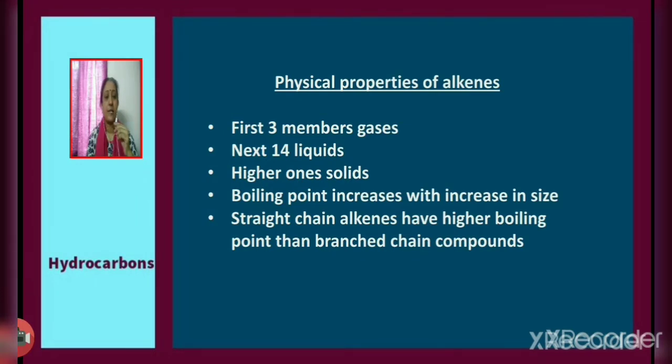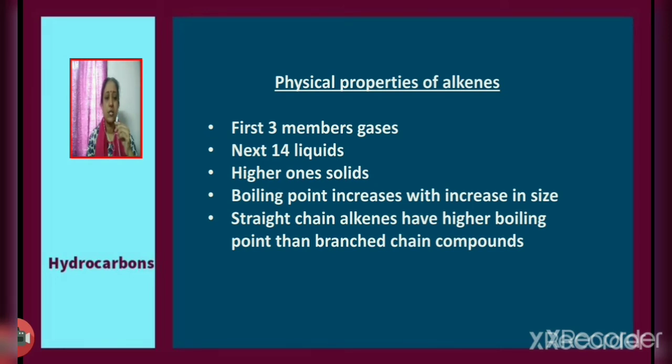Physical properties of alkenes. The first 3 members are gases, that is ethene, propene and butene are gases. The next 14 members are liquids, higher ones are solids. Boiling point increases with increase in size. Straight chain alkenes have higher boiling point than branched chain compounds.